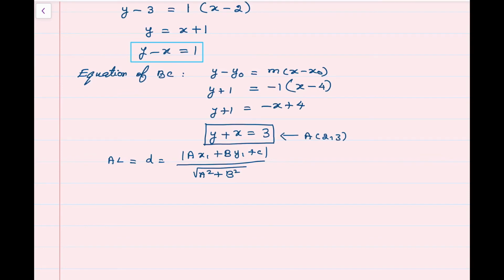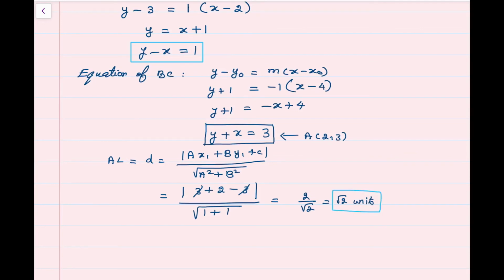Substitute this point in this equation, that is the numerator. Absolute value of y is 3, x is 2, take the constant term to the left hand side, minus 3, divided by root of coefficient of x is 1, coefficient of y is also 1. We get 2 divided by root 2, which is root 2 units. This is the length of the altitude. We found the equation of the altitude and the length of the altitude.